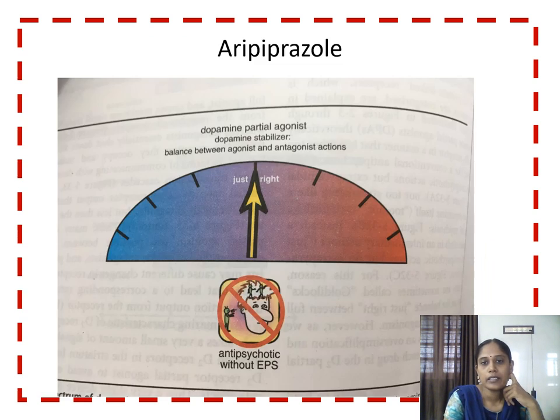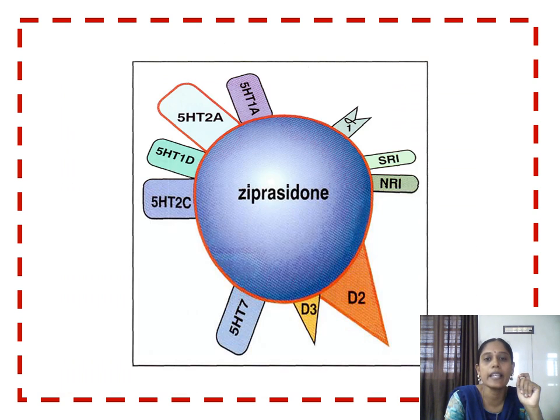Okay. So aripiprazole is unique among the atypical antipsychotics because it is a dopamine partial agonist. It's not an antagonist. It's a partial agonist of D2 receptors. It is the only one among the atypical antipsychotics that has only partial agonistic action on the dopamine receptor. So it's called a dopamine stabilizer, a balance between agonist and antagonist. You can remember that. So you can remember that this is the only antipsychotic without EPS because it has no D2 blockade. It is a partial agonist of D2 receptors, a dopamine stabilizer.